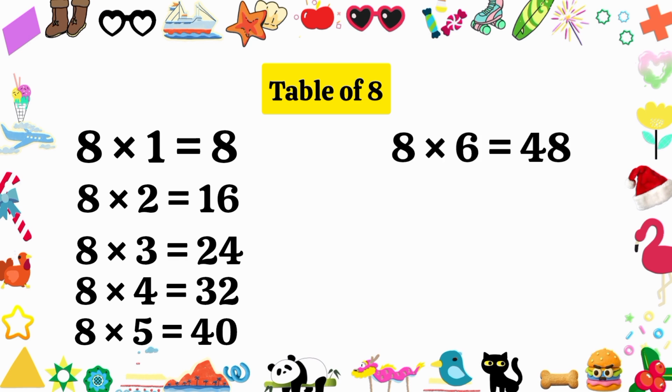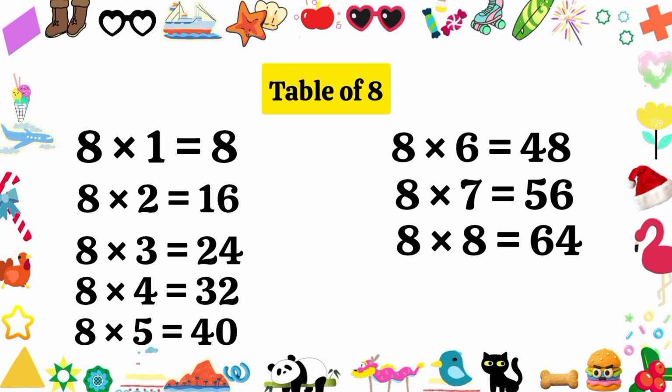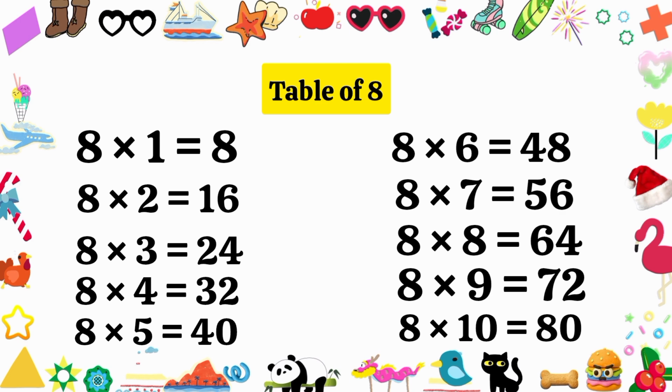8 sixes are 48. 8 times 7 equals 56. 8 sevens are 56. 8 times 8 equals 64. 8 eights are 64. 8 times 9 equals 72. 8 nines are 72. 8 times 10 equals 80. 8 tens are 80.